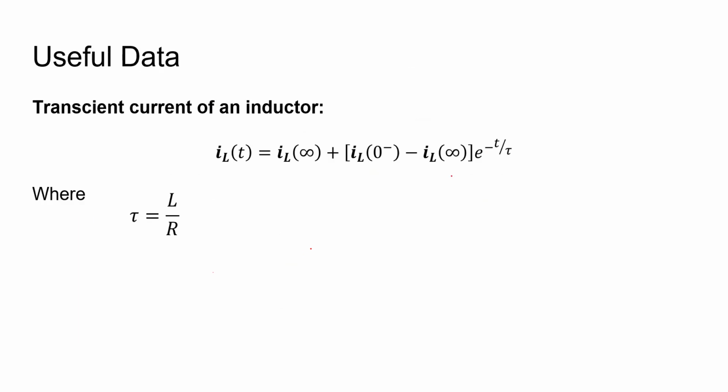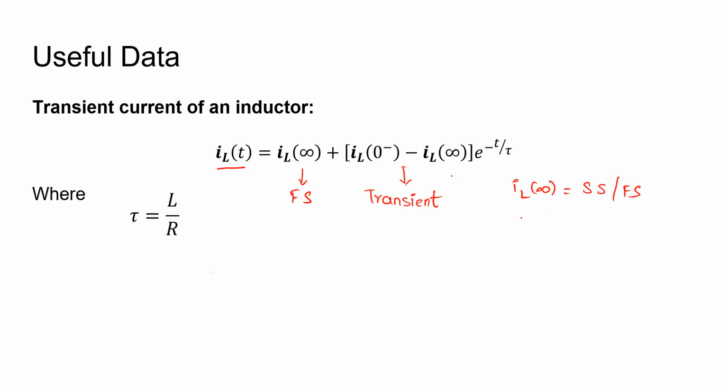In order to solve this problem, we need to know the relation of the transient current of an inductor. This is equal to the final current plus the transient current. Here IL infinity is the steady state current or the final state current, and IL 0 minus is the current that is flowing through an inductor before the switch is thrown. This can be called the initial current through the inductor, and tau is the time constant of the network, where time constant is given by the inductance divided by the resistance. Let's make use of this concept to solve this problem.